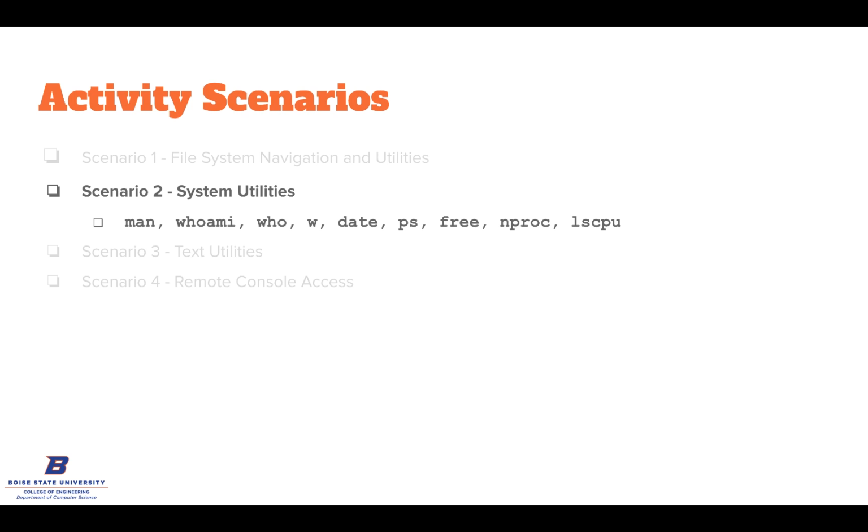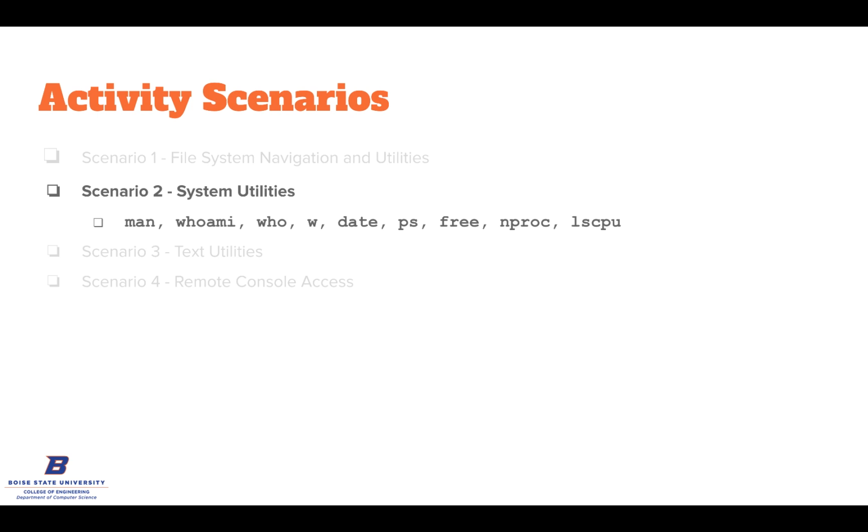ps will give you a snapshot of current processes running on your machine. free will tell you the amount of free and used memory on your system. nproc will tell you the number of processing units available, and lscpu will give you information about the CPU architecture on your system. So just a quick demo of some of these commands.